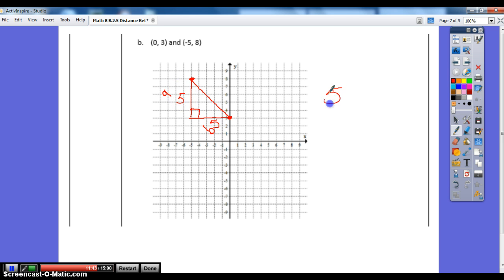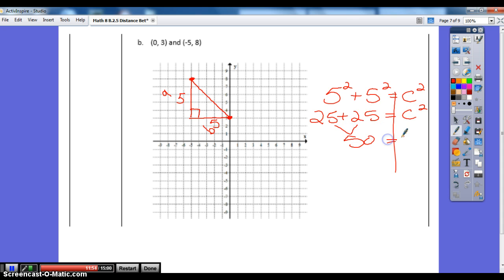So now we have 5 squared plus 5 squared equals c squared. 25 plus 25 equals c squared. 50 equals c squared. Oops, c squared. And the square roots. C equals the square root of 50 rounded to the nearest 10th. Nice, 7.1 units.